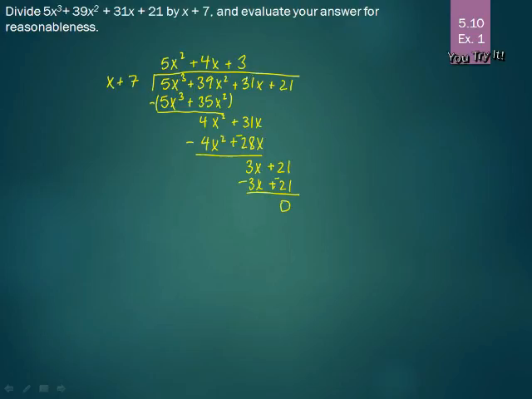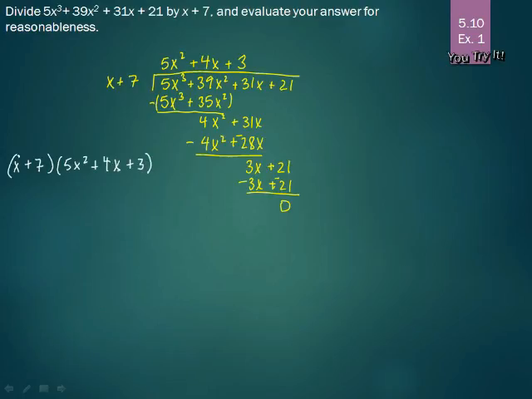Checking for reasonableness, it does make sense. We have a cubic divided by a linear, and that should give us a quadratic. We can also check to see if it multiplies to what we started with. If we take the divisor and multiply it by the quotient, we should get what we started with.